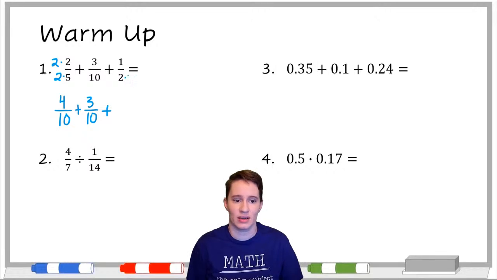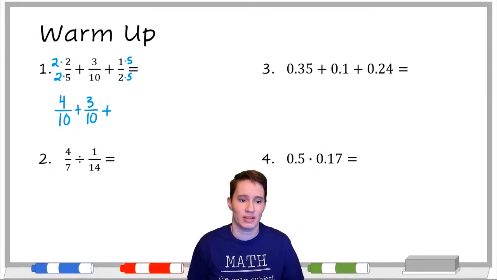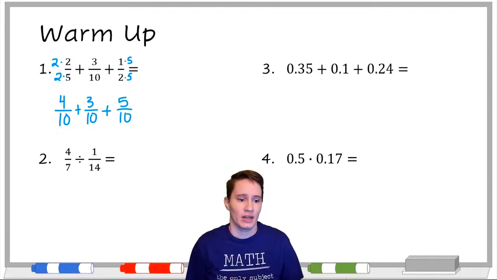I want it to have 10 on bottom. That's not what I meant to write. I want it to have 10 on bottom, so to do that I need to multiply by 5, because 2 times 5 makes 10. 2 to the top and the bottom, and so that changes it to 5 over 10. Now we're going to add these 3 numerators together.